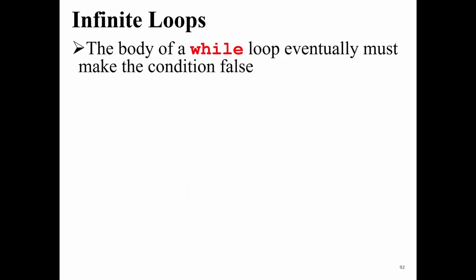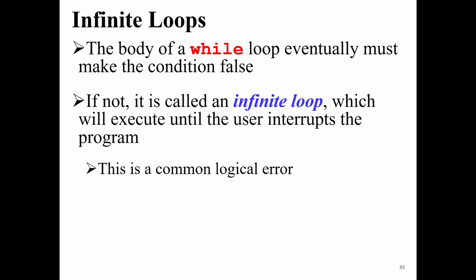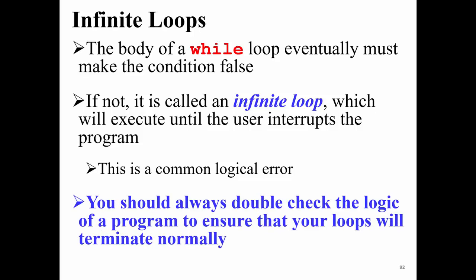Okay? Some facts about infinite loops: the body of the while must eventually make the condition false. Whatever you ask in the while condition, inside the body of the while you should make this condition false at a certain iteration. If not, you end up with an infinite loop, and this is a common logic error. The compiler will not catch this, okay? You should always double check for logic errors in a while loop, for loop, or do while loop. Whenever you are using repetition structures inside Java or any other programming language, you have to double check to make sure the loop terminates successfully.